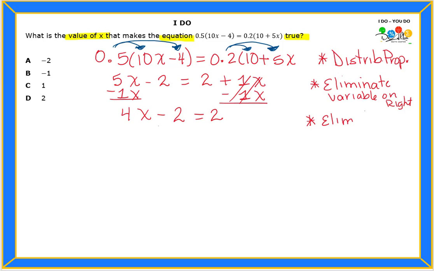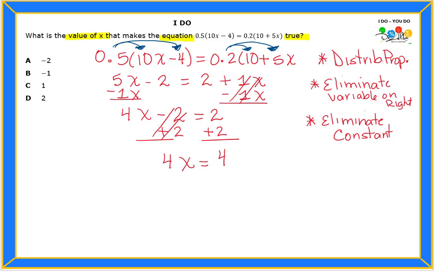So what do I do next? Well, I need to leave x by itself, so we're going to eliminate the constant right here. We're going to write down the opposite of a minus 2, which is a plus 2, on both sides, of course. And my 2's are going to cancel, and I will end up with 4x equals 4.